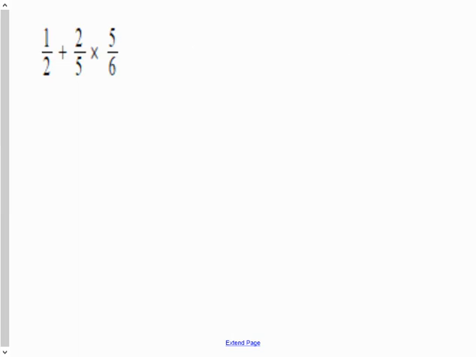Now, questions 18 and 19 are your BEDMAS. So remember, you have two operations here. You have addition and you have multiplication. When you have more than one operation, you need to follow BEDMAS. So here we're going to do our multiplication first. So I'm going to ignore the 1/2 plus.